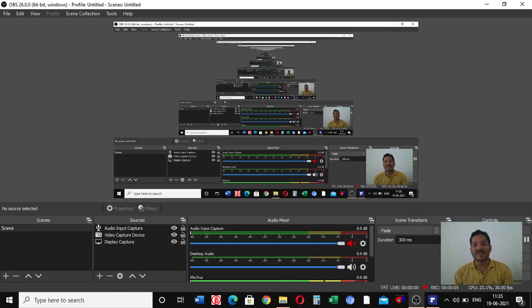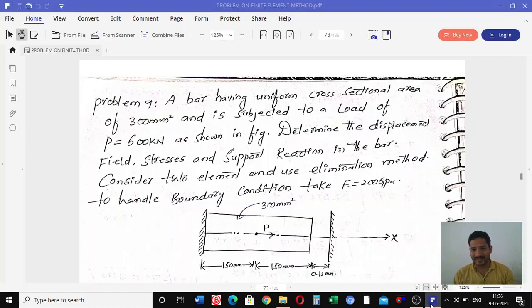So today in this session we are going to learn the next problem in which we need to find out the nodal displacement vector and the nodal force vector, and we need to find out the stress and strain at each element. We need to find out along with the normal reaction at node 1, node 2 and node 3. Okay, first of all I will read the question.